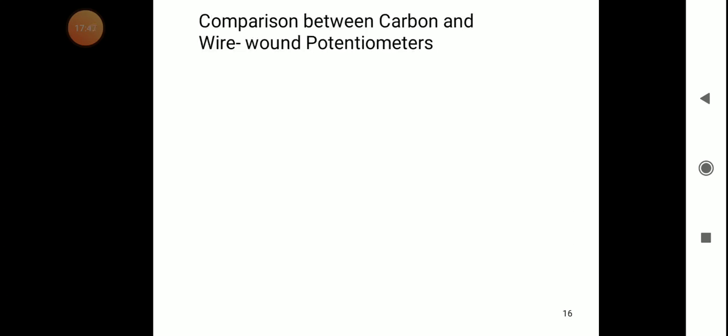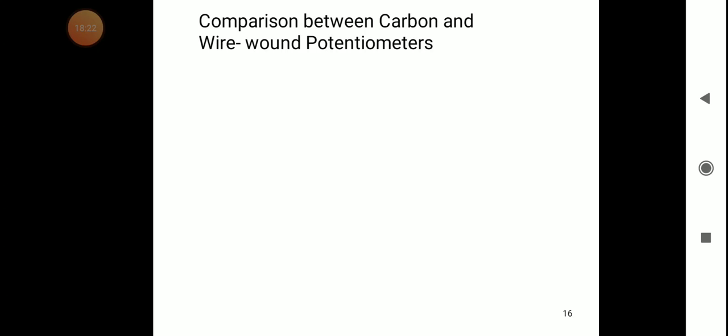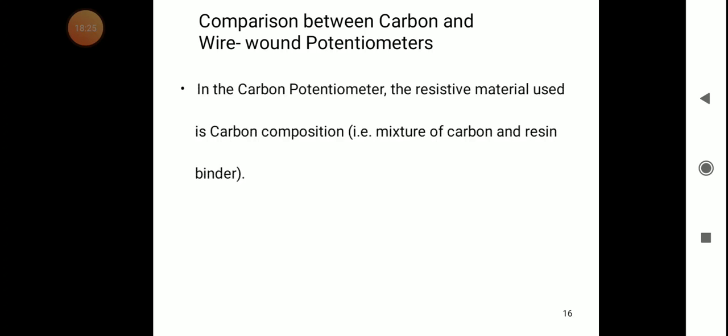So we have the applications where we generally use them. Carbon composition is used in power amplifiers and all general purpose applications. Coming to the carbon film resistors, they are used in high stability circuits like computers, telephones, high fidelity amplifiers. Coming to the wire wound resistors, they are used in power supplies, control circuits, TV receivers, bridges and various instruments. So these are the comparisons between the resistor types.